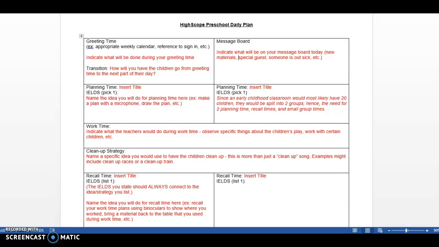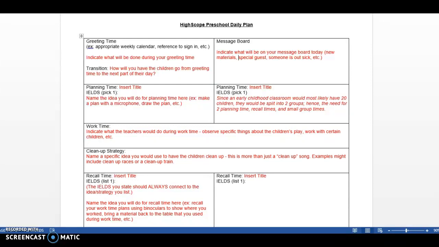So again, if you need to refresh yourself on what greeting time looks like, then go back to the course modules, go back to your textbook, and look at what an appropriate greeting time would look like. From greeting time, we go into planning time. Since an early childhood classroom would most likely have 20 children, they'd be split into two groups for planning time, and so you would need two different planning time activities.